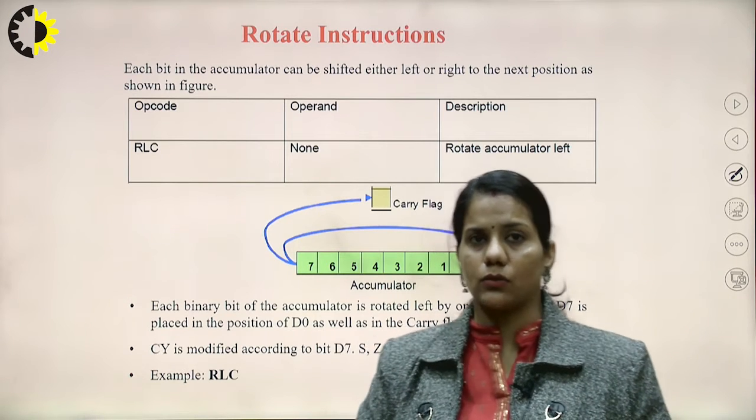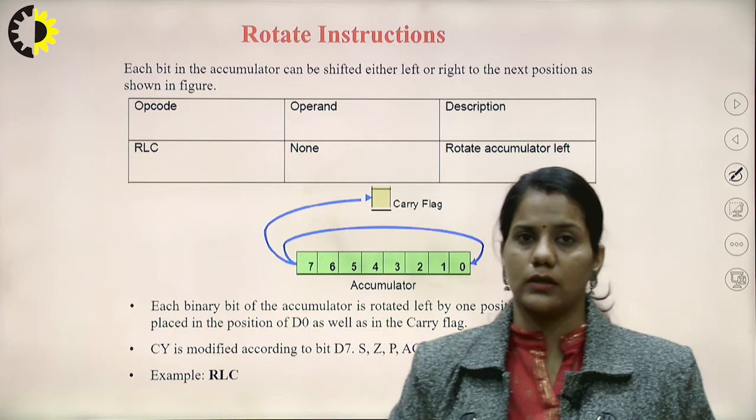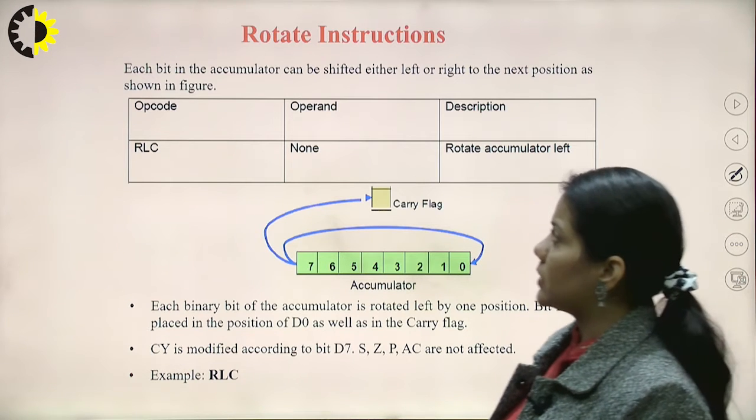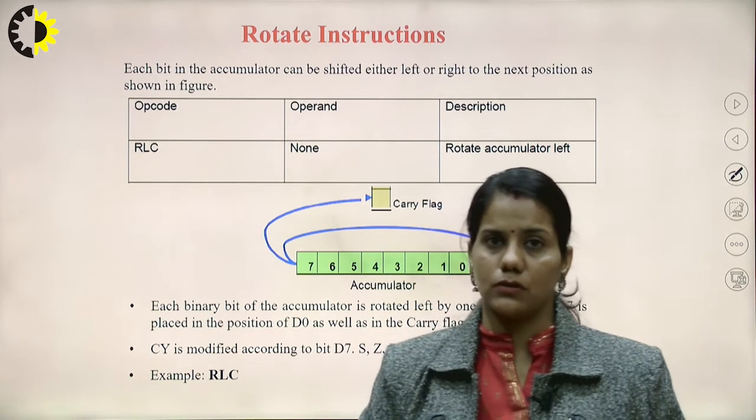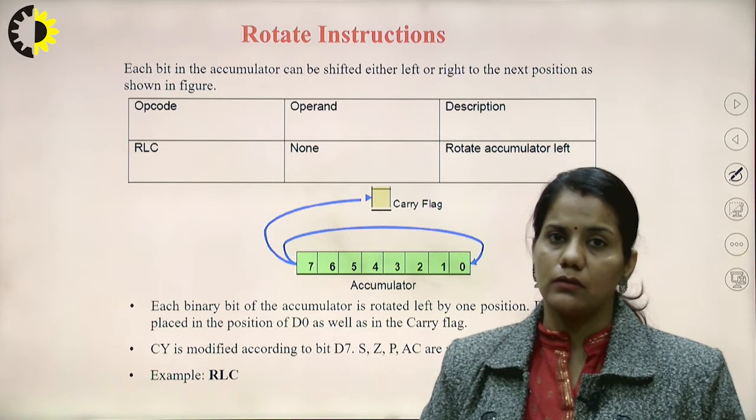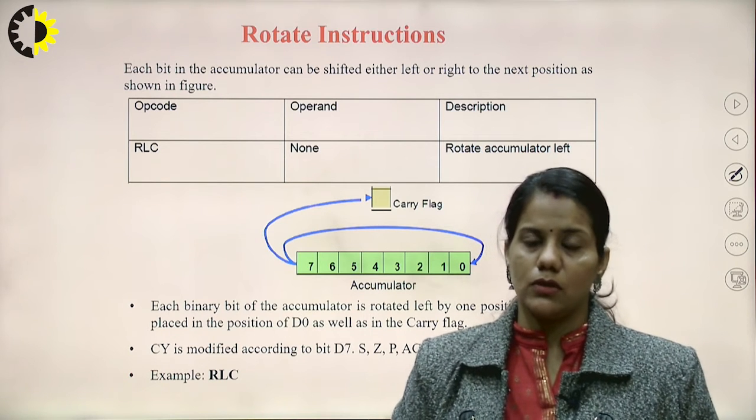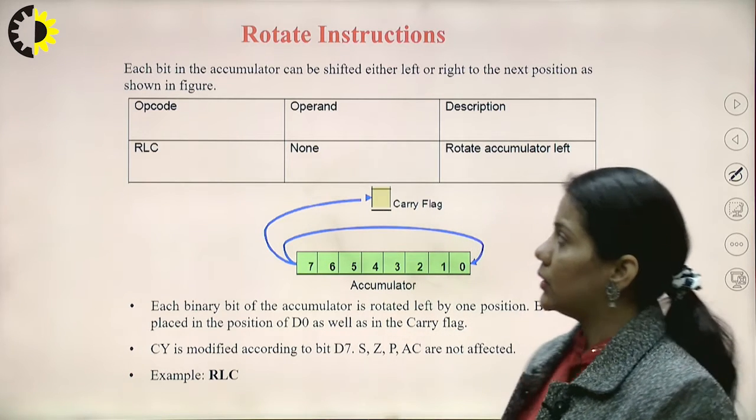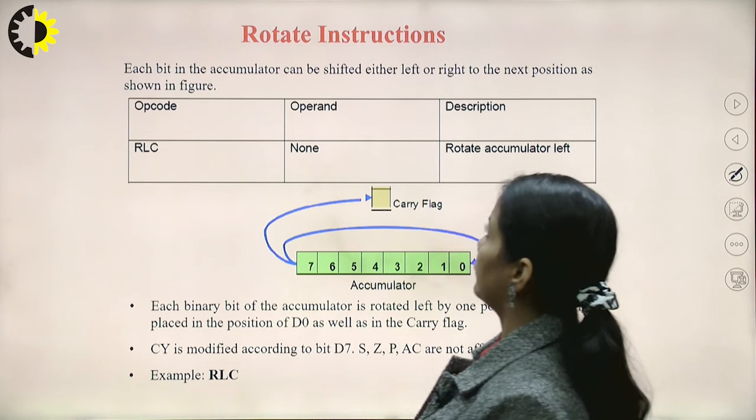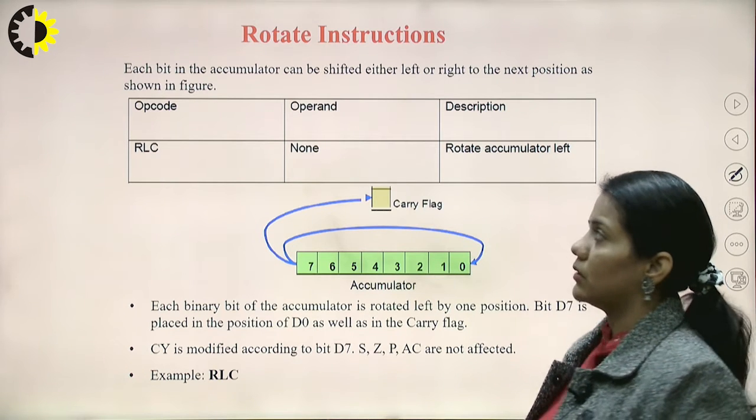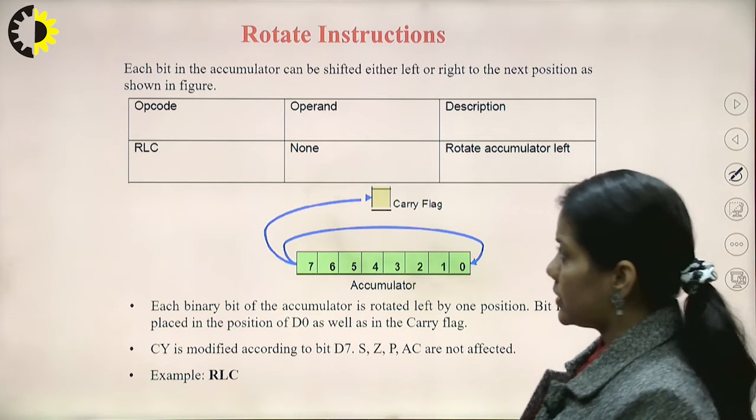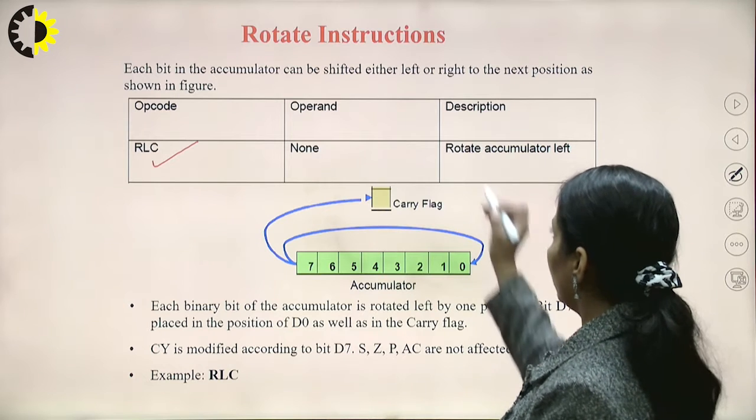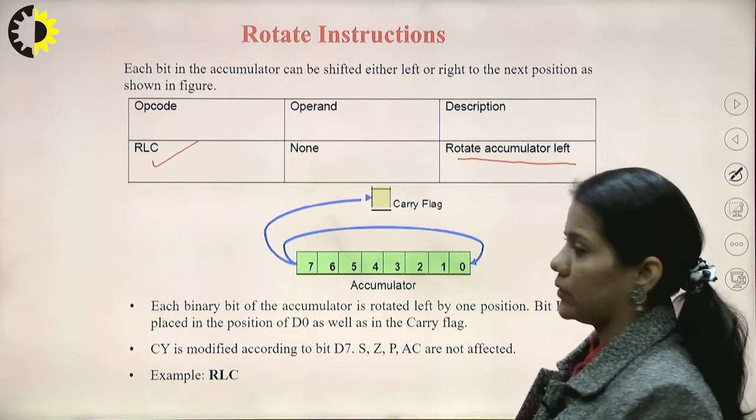The next category is the rotate instructions. These are also categorized under the logical operations, and the purpose of these rotate instructions is to rotate the data left or right with or without the carry. In this way 4 instructions are provided. Each bit in the accumulator can be shifted either left or right to the next position as shown. Let's see the first instruction in this category, that is RLC, rotate accumulator left.